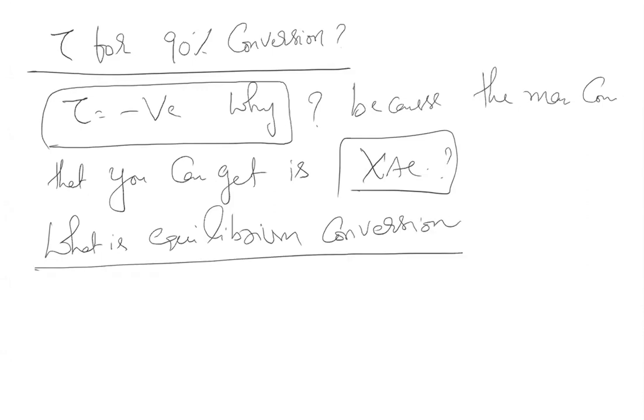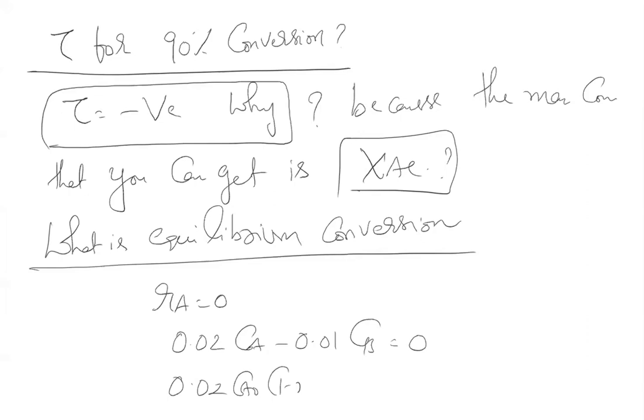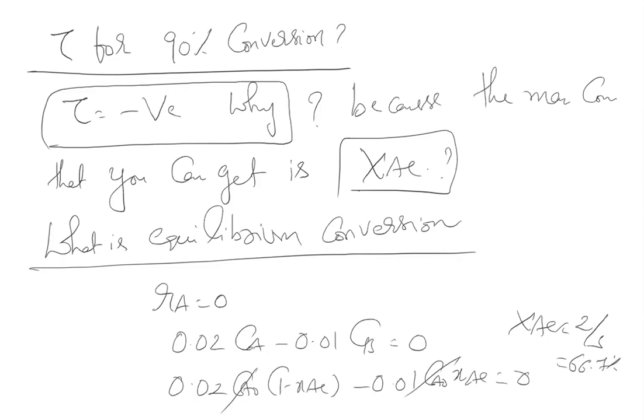So equate the rate of A to 0, that is 0.02 into CA minus 0.01 into CB is equal to 0. CA naught into 1 minus XAE equal to 0.01 CA naught XAE. CA naught will cancel. What you get, XAE is 2 by 3, which is 66.7%.